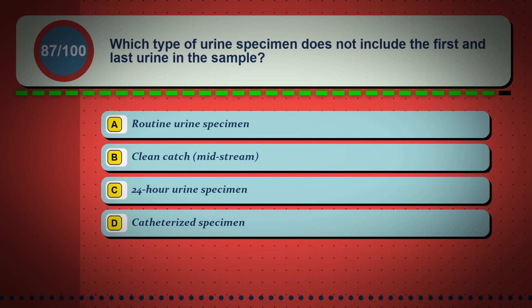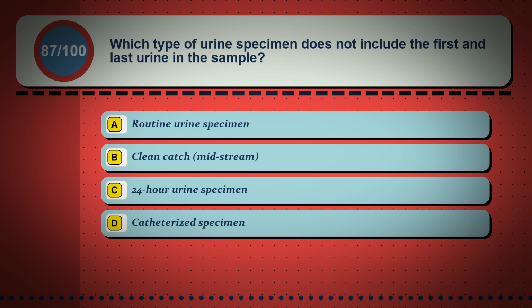Question 87. Which type of urine specimen does not include the first and last urine in the sample? Option A, a routine urine specimen. Option B, a clean catch, midstream. Option C, a 24-hour urine specimen. Option D, catheterized specimen.